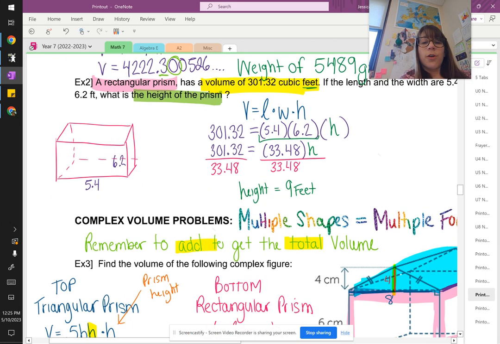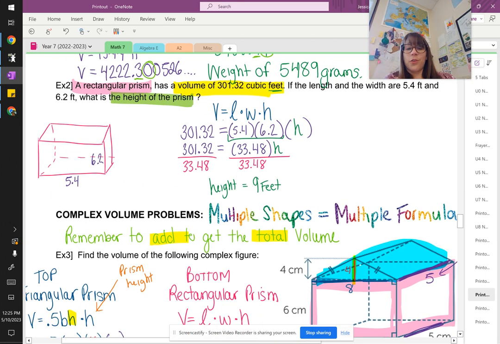So that's what to do when they give you the volume and they're looking for a dimension.